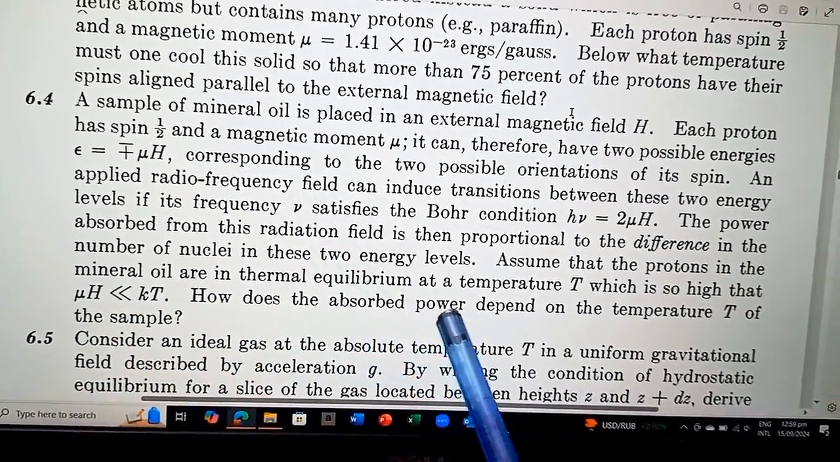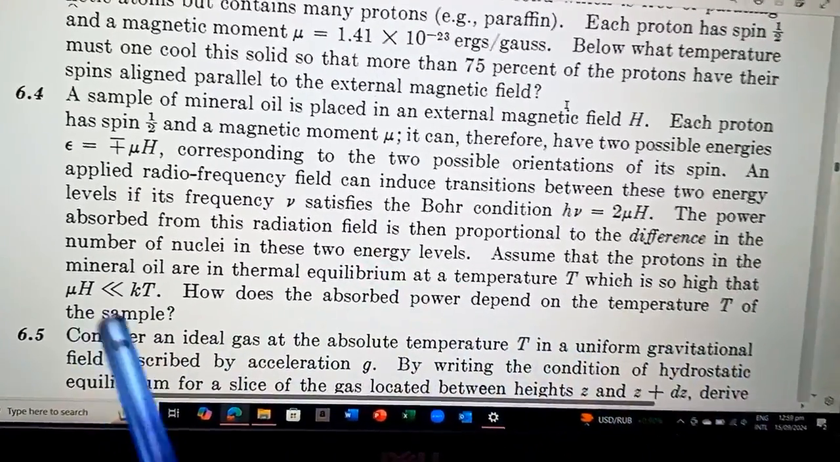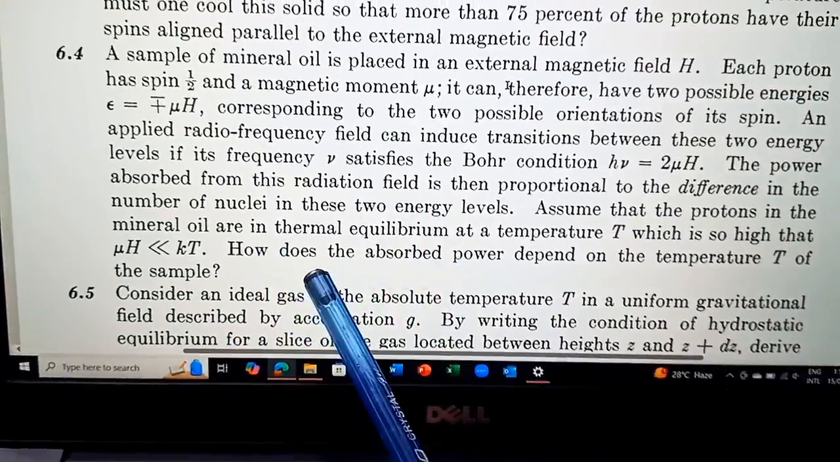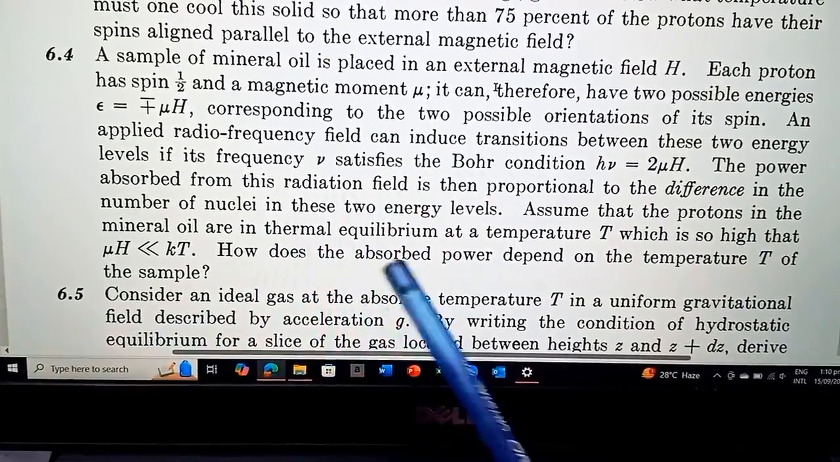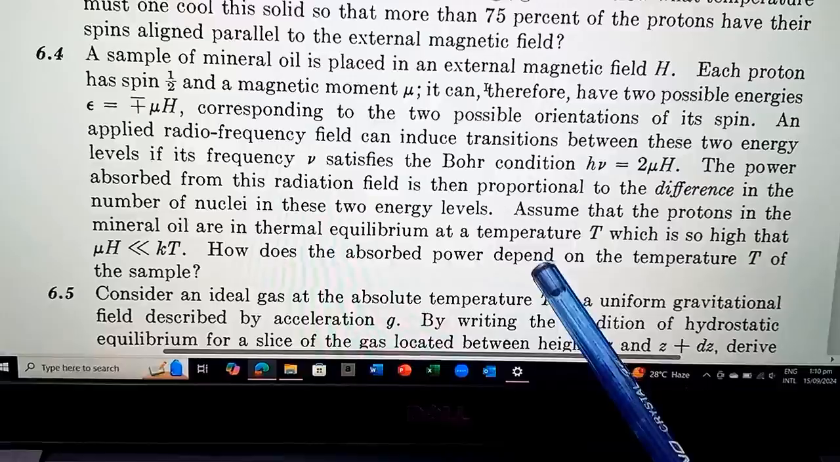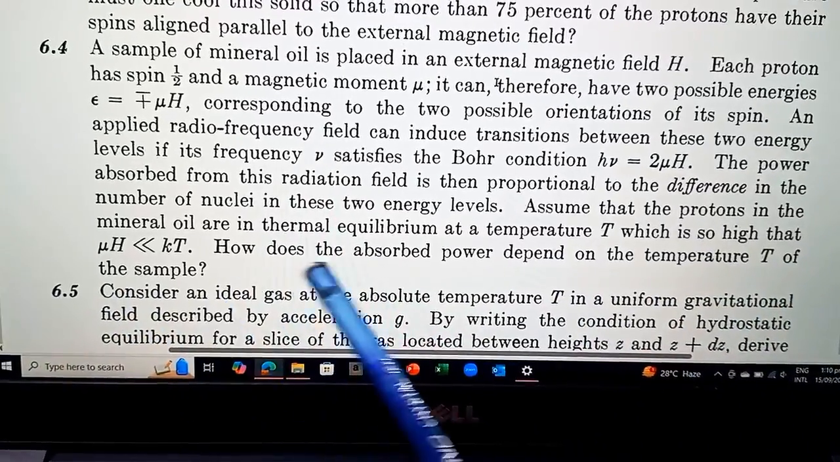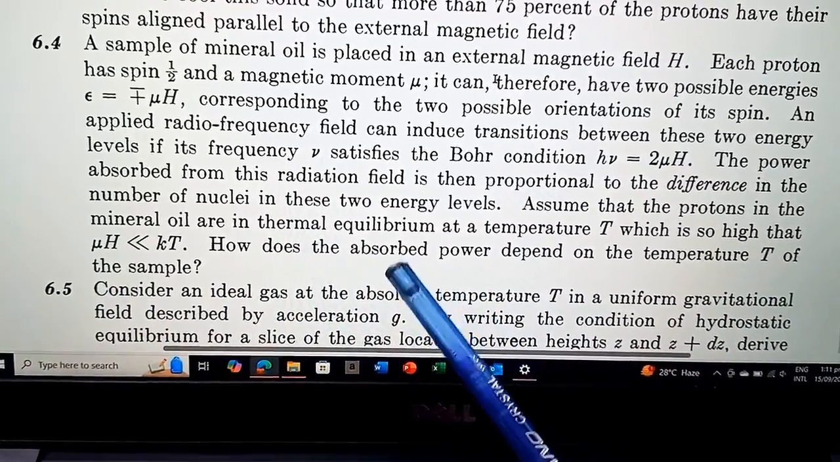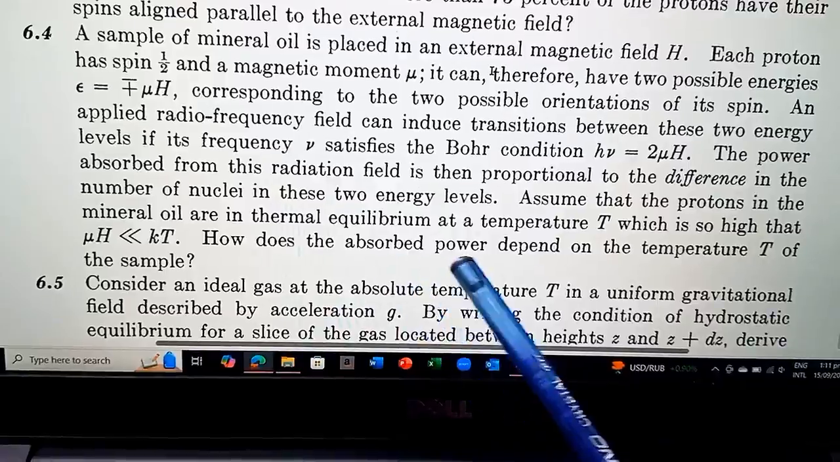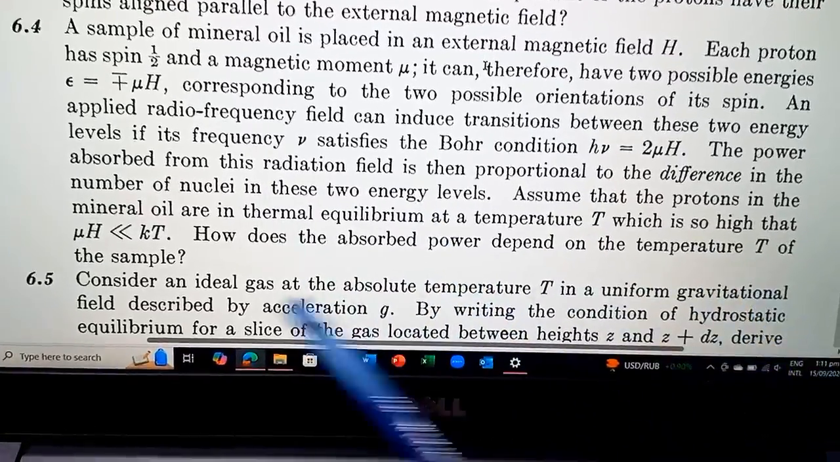How does the power absorbed depend on the temperature of the sample? So, here is the main question. And what we have to do in this problem: how does the power absorbed depend on the temperature of the sample? So we need to find out the relation between power absorbed in this process and the temperature of the sample.